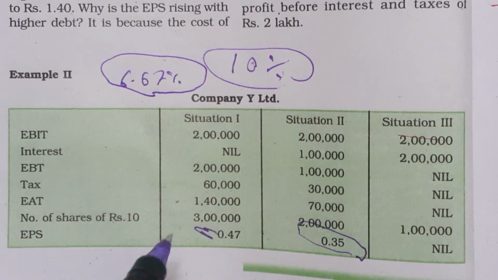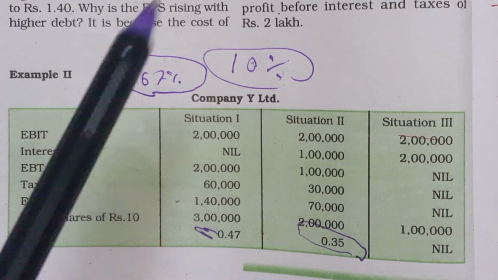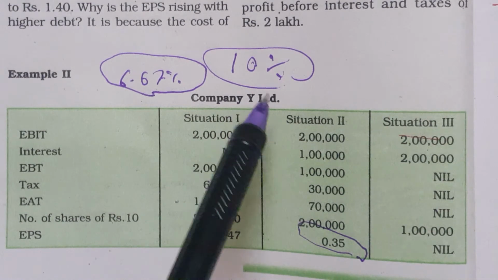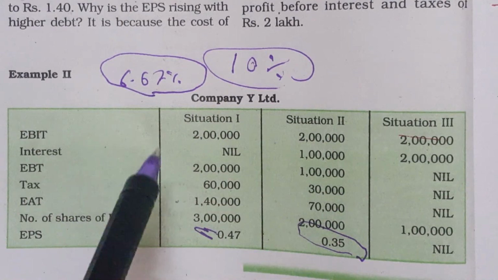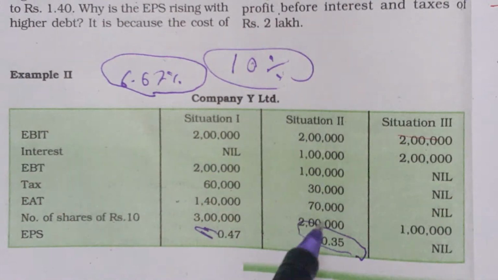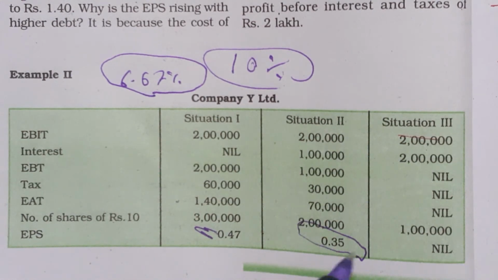And this is happening when the interest rate is higher than our rate of return. At that time, if you increase the debt, your earning per share will be decreased all the time. So it is not preferable. You don't have to use debt when the interest rates are higher.